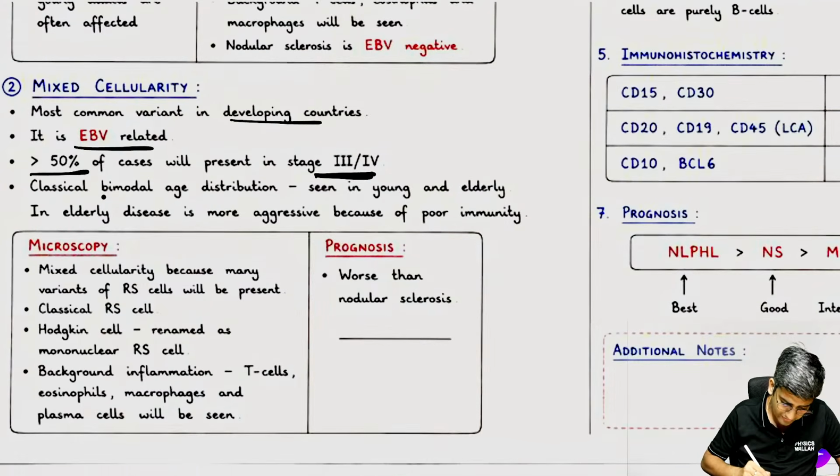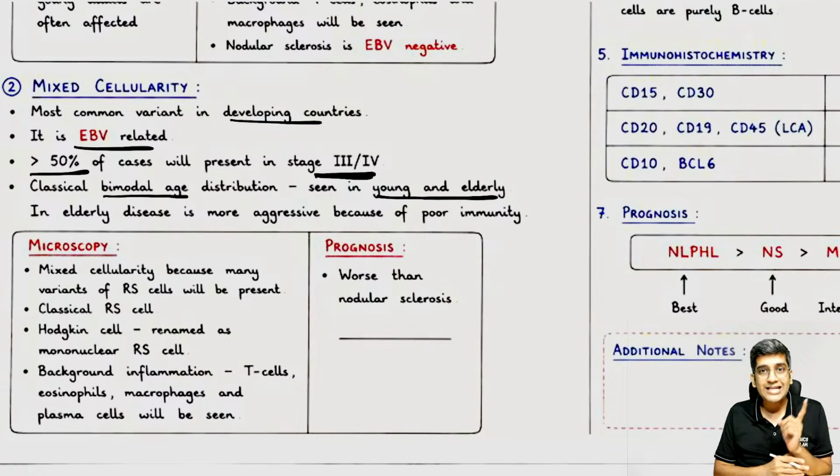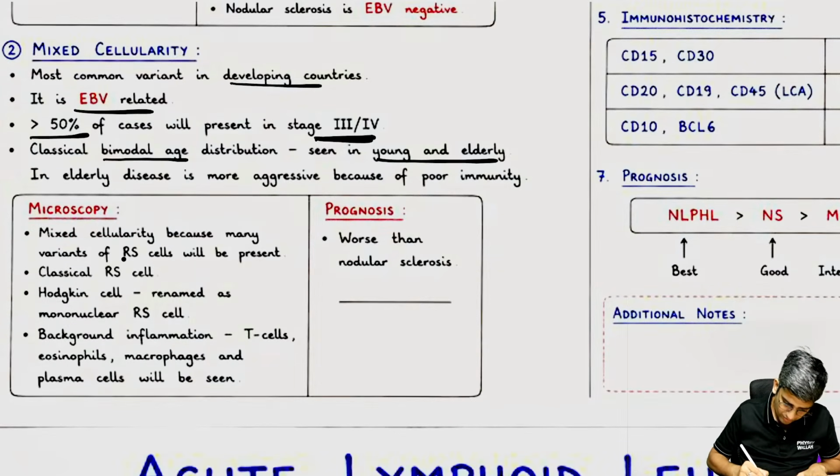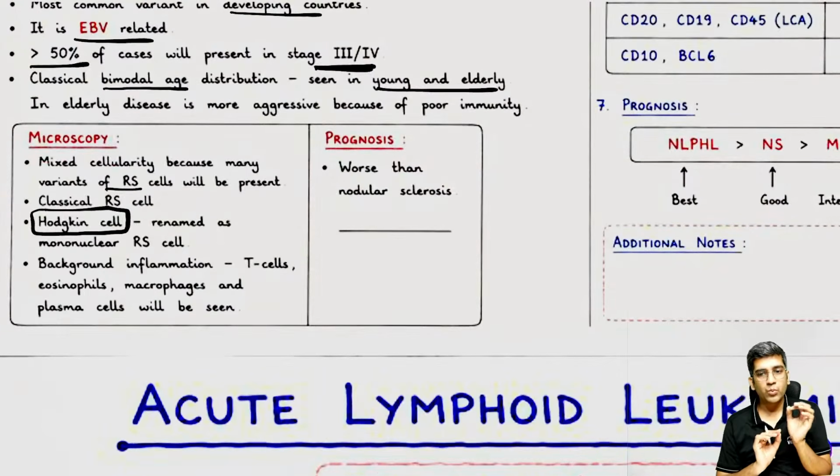And here you have the classical bimodal age distribution seen in both young and elderly persons. Elderly tumors are a bit more aggressive because 60 years old, 70 years old, right? Definitely the patient's immunity will be poor and obviously the tumor takes an upper hand. Here, microscopy, I'll have variants of RS cell, you'll have classical RS cell, and this is one of the important things, don't forget that. We have a cell called Hodgkin cell. We call them a mononuclear variant of Hodgkin RS cell, which means it has a single nucleus, not binucleate, single eosinophilic nucleoli also. That's classical. We call them a Hodgkin cell.